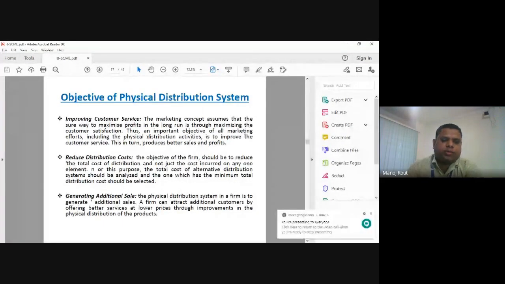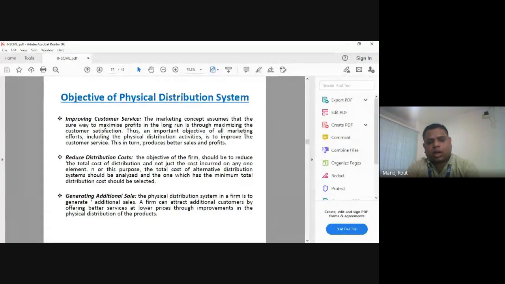The objectives of physical distribution. The first one is to improve customer service. The next is to reduce distribution cost. The third is to generate additional sales. If you go to improve customer service, the marketing concept assumes that the sure way to maximize profit in the long term is through the maximization of customer satisfaction. Thus, an important objective of marketing effort, including physical distribution activity, is to improve customer service.